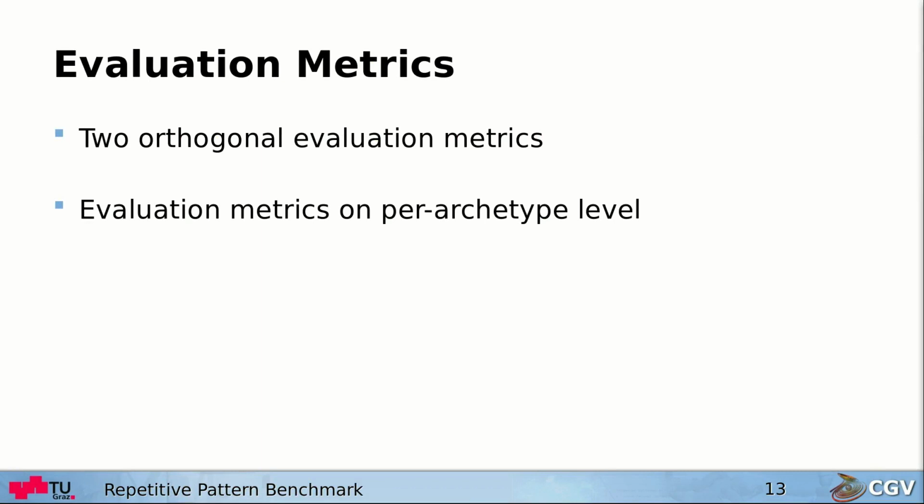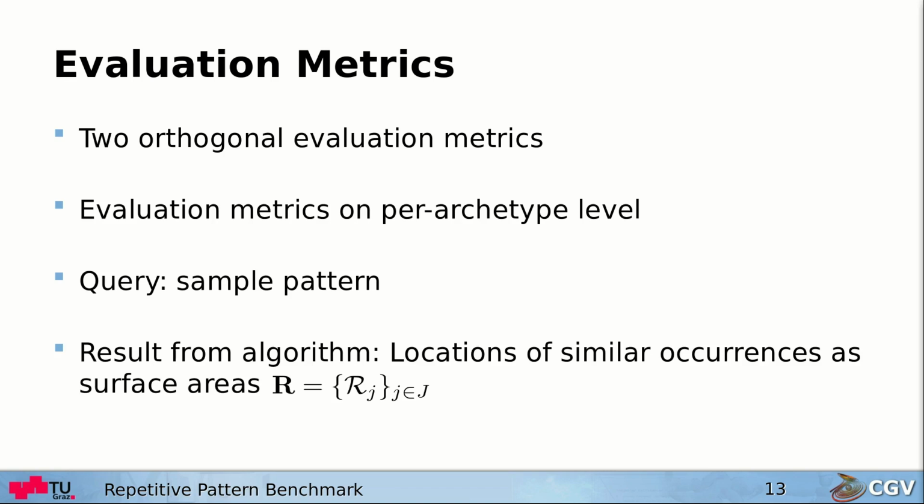We present two orthogonal evaluation metrics which allow to rank different recognition approaches. They evaluate results on a per archetype level, meaning that an algorithm is provided with a pattern sample as a query and should return the location of similar occurrences in the form of a set of coherent surface areas. Additionally, each of these detections should have a confidence value.